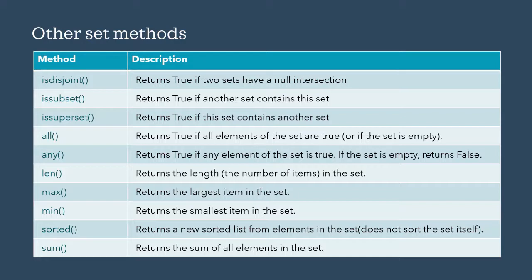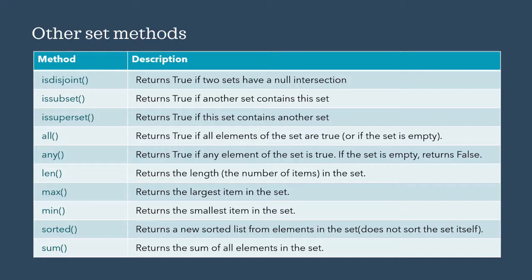The first is the isdisjoint method. That is, if the intersection of two sets is null or empty, they are said to be disjoint sets. So the isdisjoint method will return true if both sets have a null intersection. For example, if A intersection B is empty, A and B are disjoint sets. So isdisjoint of A and B will return true.